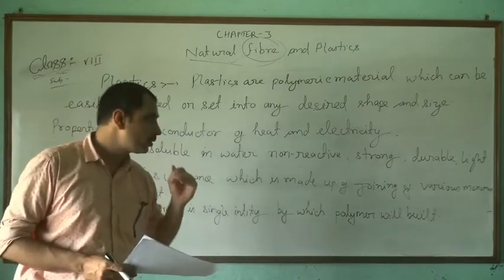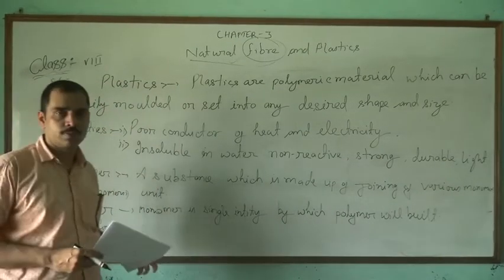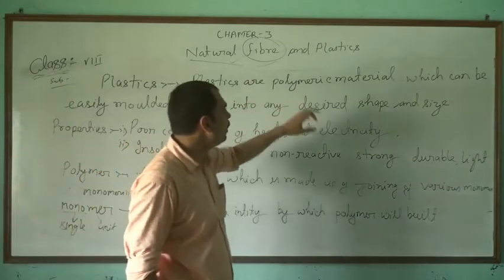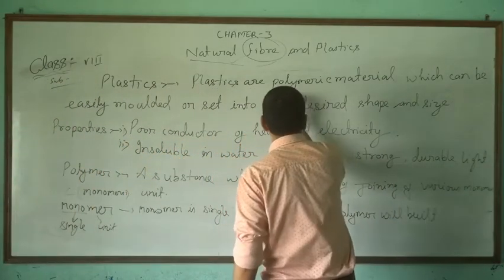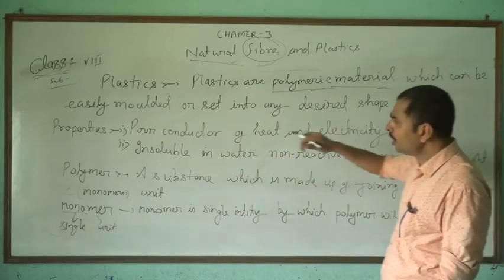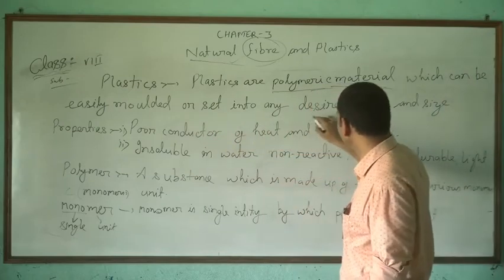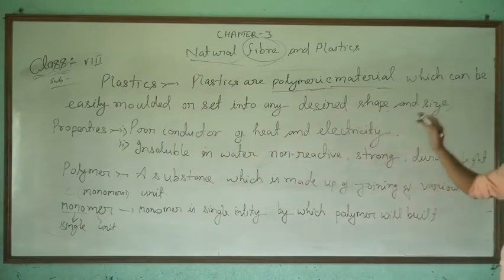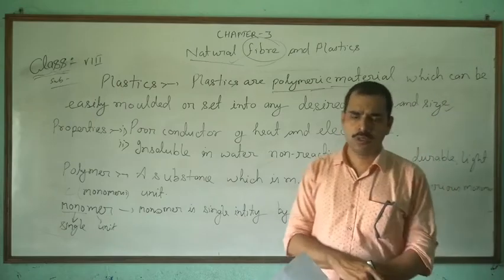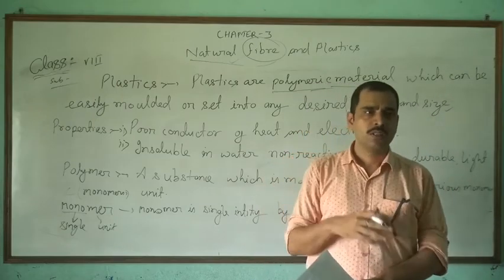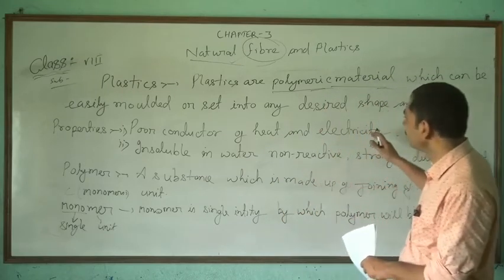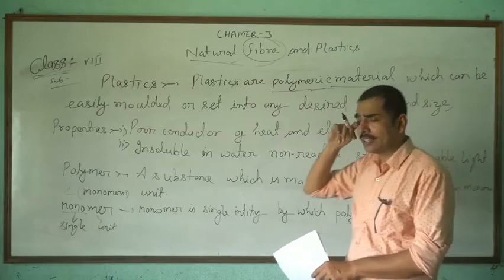Now we have to study plastics. What is plastics? Plastics are polymeric materials which can be easily molded or bent into any desired shape and size. In the liquid state, they can be converted into various shapes. That is the property of plastic.